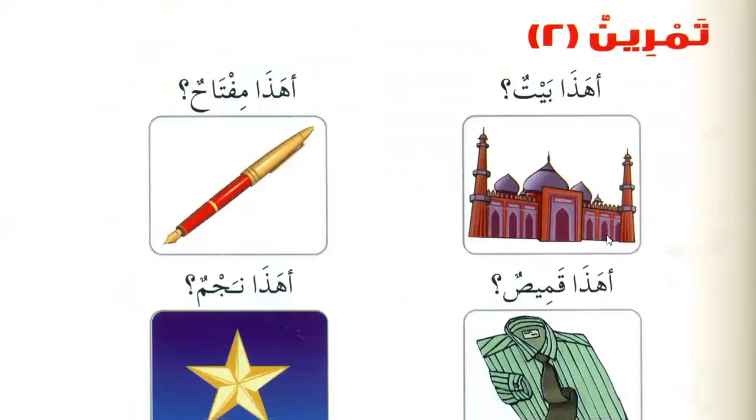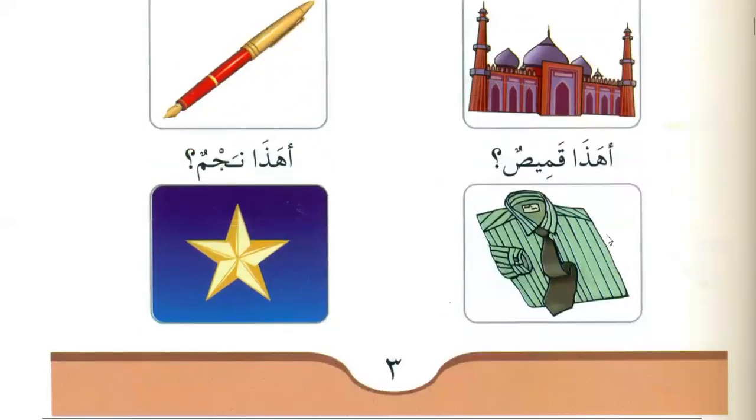التمرين الثاني, second exercise. Here we have questions with the interrogative particle, Hamza Istifhamiya. So, ahadha baytun, la, hadha masjidun. Correct. Ahadha miftahun, miftahun is key, right? So, la, hadha qalamun. Correct. And, ahadha qamisun? Na'am, hadha qamisun. And then, ahadha najmun? Na'am, hadha najmun. Correct.